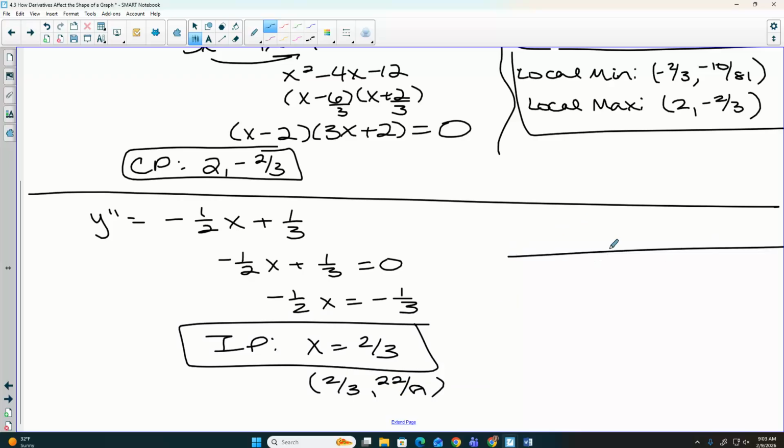Okay, check our concavity, so 2/3 is where it changes, so smaller and bigger. Putting those into the second derivative, if we put in a 0, we get a positive. If we put in a 1, we get a negative. So it's concave up from negative infinity to 2/3, and concave down after that.